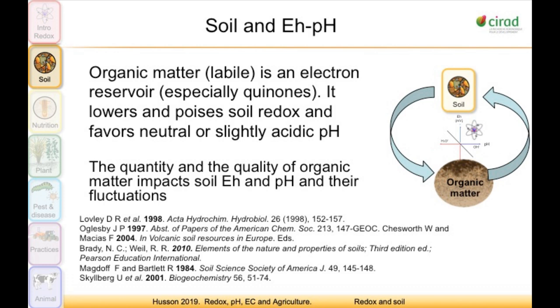And for pH, it moves towards lightly acidic to neutral. So the quantity and the quality of the organic matter will impact soil EH, pH, and their fluctuations. So we have a first loop.